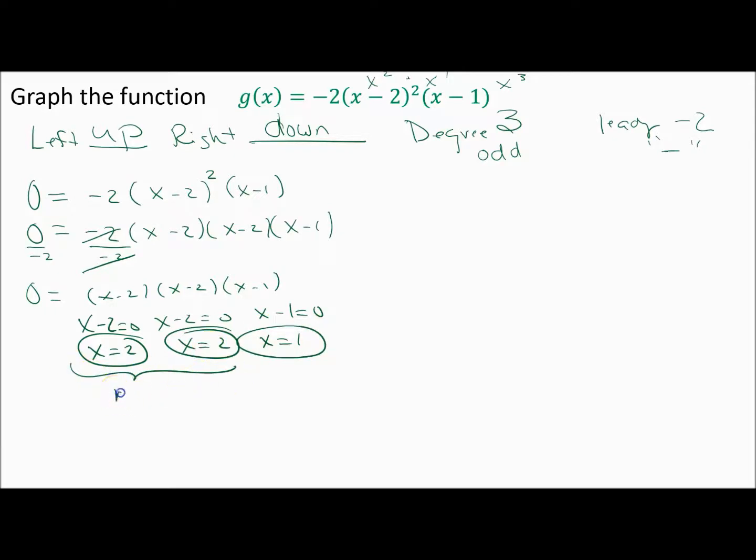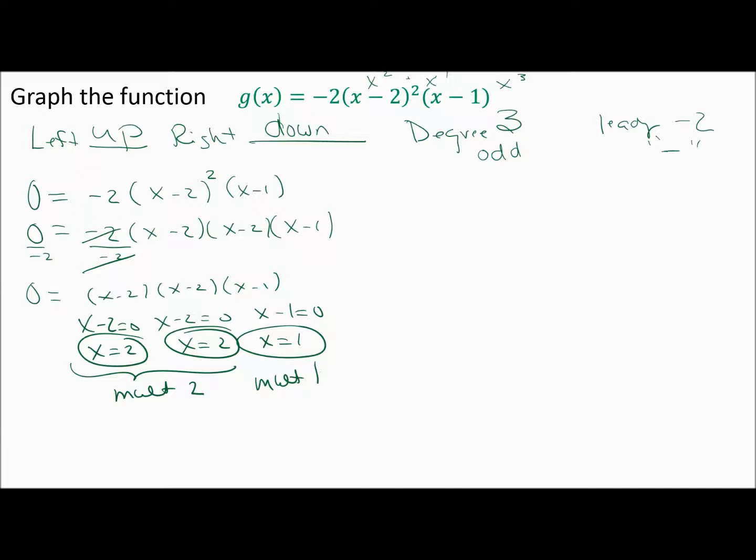Notice x equals 2 has a multiplicity of 2 because it showed up twice. And again, the multiplicity is how many times that 0 shows up. On the other hand, x equals 1 has a multiplicity of 1. It only showed up one time.